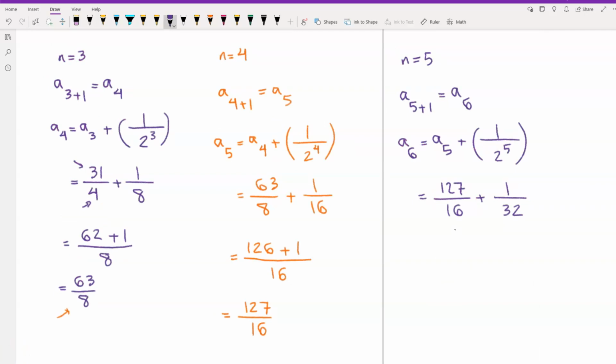Now here finding a sub 6, that is equal to a sub 5 plus 1 over 2, the power is 5. That is equal to a sub 5, which is 127 divided by 16, plus 1 over 2 to the 5th power, that is equal to 32. Now simplify. So this is equal to, the denominator we have 32, and on top 2 times 127, and then add 1. So a sub 6 is equal to 255 divided by 32.